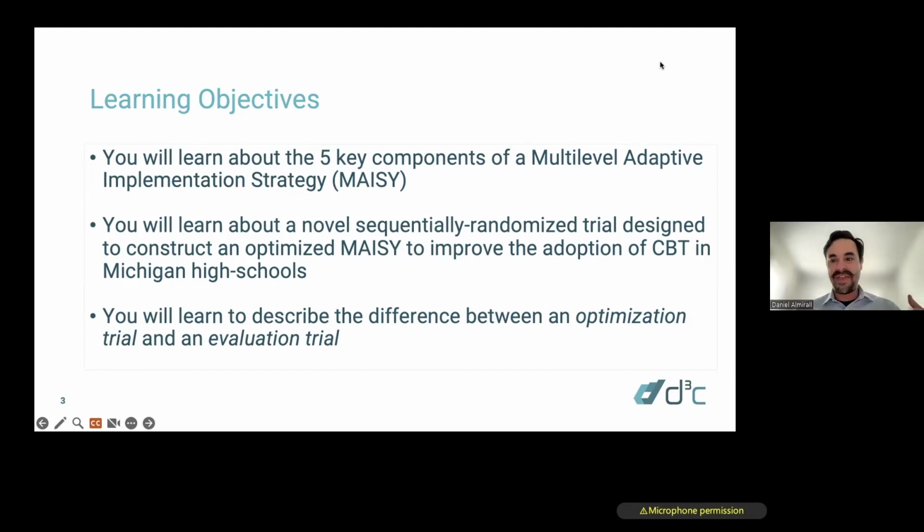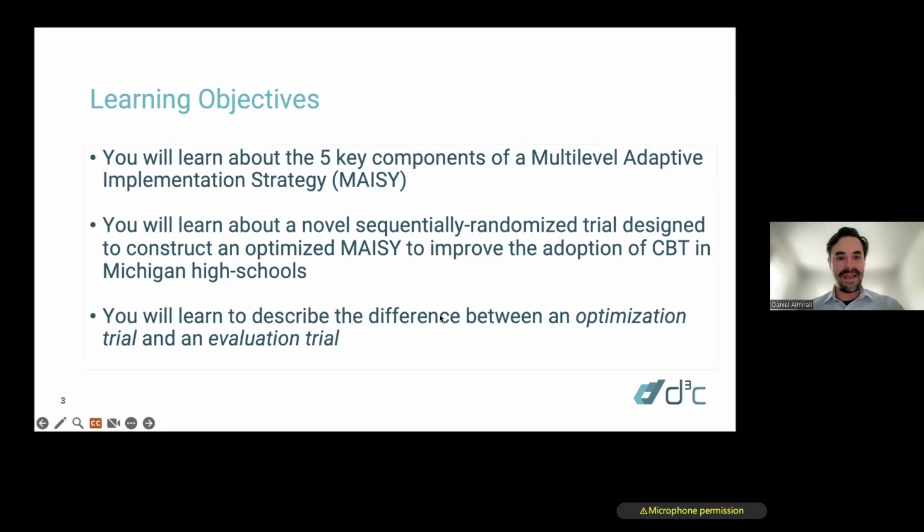And then there are 2 other things that might happen. You might learn about a particular type of trial design that can be used to inform really good MAISYs. There are many kinds of trial designs, and I'm only going to talk about one of them. And if we get really lucky and get to the very end of my talk, I would love for you to be able to describe the difference between an optimization trial and an evaluation trial. Those are my 3 learning objectives.